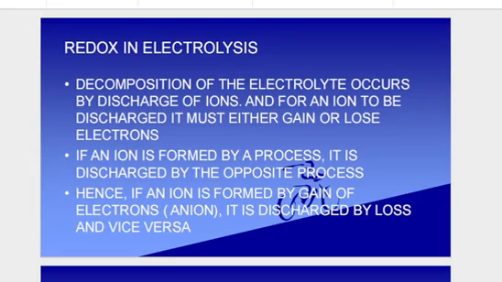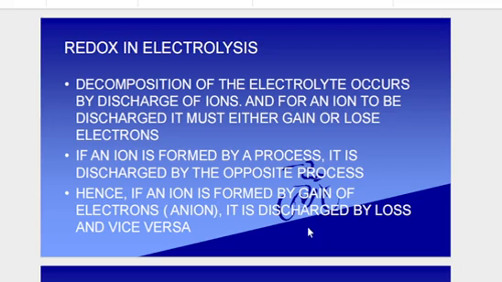When I was telling you that reduction occurs at the cathode, the major emphasis in redox in electrolysis is this. Please put this down in your note. Write redox in electrolysis, then you write NB. If an ion is formed by a process, it is discharged by the opposite process.